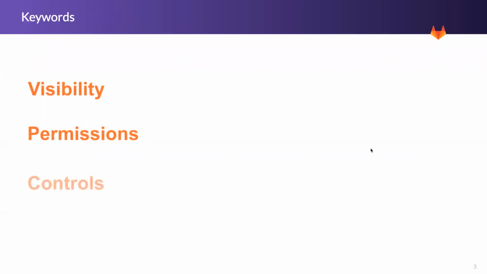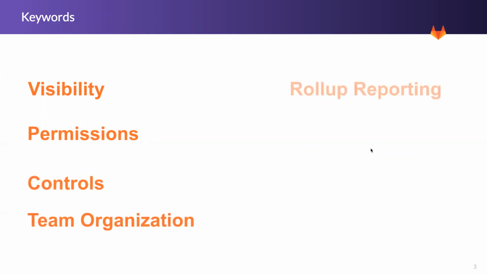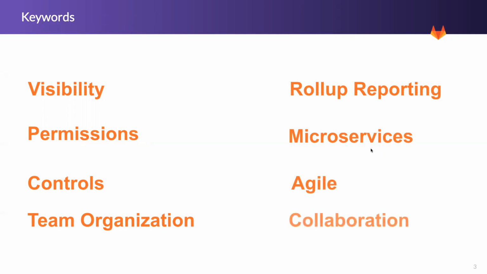If customers are asking you about groups and projects, they might ask you about visibility, permissions, controls, team organization, roll-up reporting, microservices, agile, collaboration, among a bunch of other things. Typically, all of these keywords lead to a conversation about groups and projects.